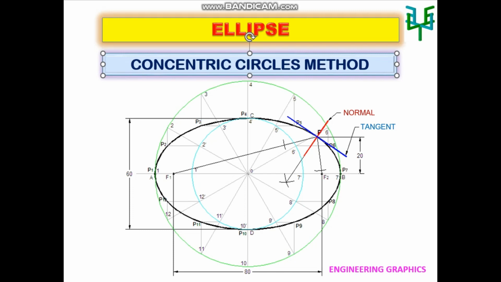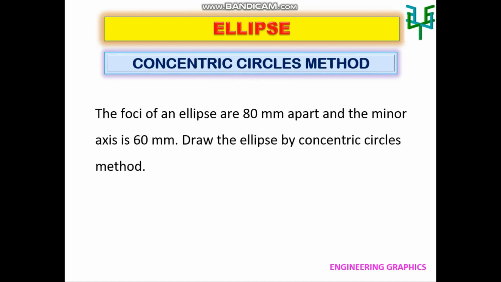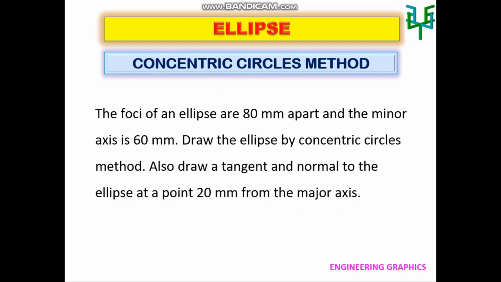This video explains the construction procedure of an ellipse by concentric circle method. We will discuss this with the help of a problem. The foci of an ellipse are 80 mm apart and the minor axis is 60 mm. Draw the ellipse by concentric circle method. Also draw a tangent and normal to the ellipse at a point 20 mm from the major axis.